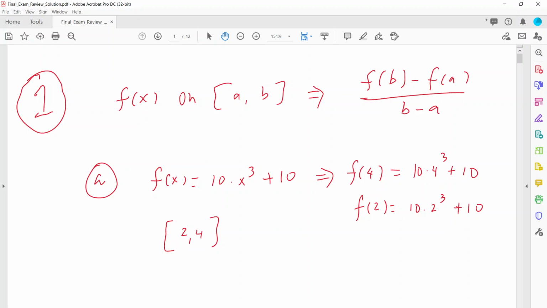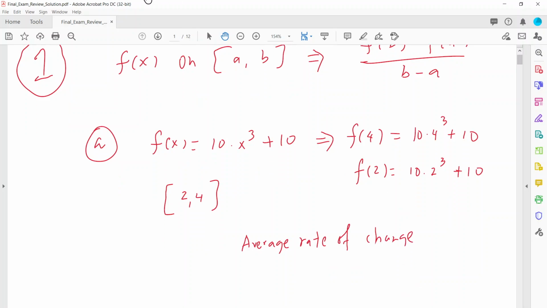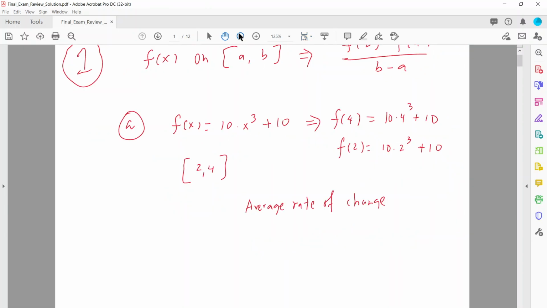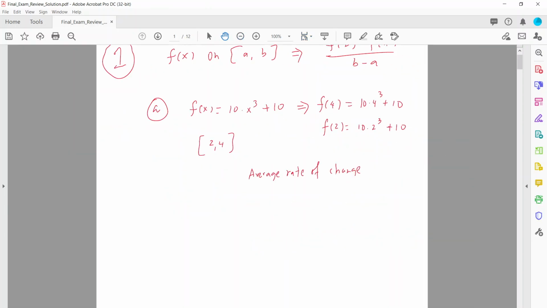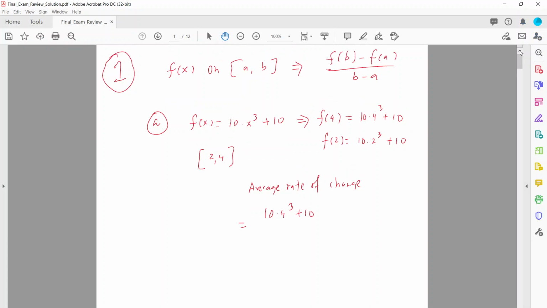The average rate of change is equal to this value, which is 10 times 4 cubed plus 10. You can do this calculation and find the number, or you can just plug that value in the formula. That's up to you. Minus this one, 10 times 2 cubed plus 10. Because of this minus, it becomes minus here, over 4 minus 2.